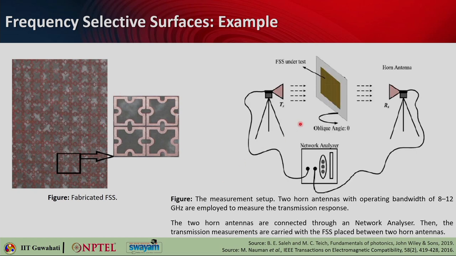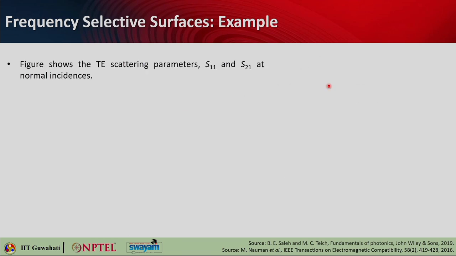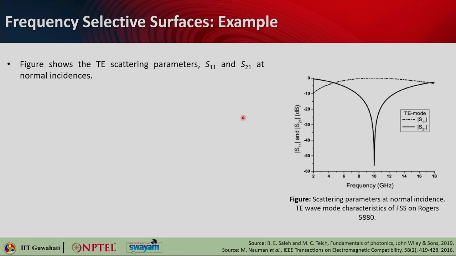Once optimized, you fabricate the FSS, and this is how the fabricated FSS looks. This is how you can create a measurement setup. You can put two horn antennas with an operating bandwidth of, say, 8 to 12 gigahertz for measuring the transmission characteristics. The antennas are connected to a network analyzer, and you can measure the transmission characteristics by placing an FSS between these two horn antennas. You can measure the S11 and S21 parameters.